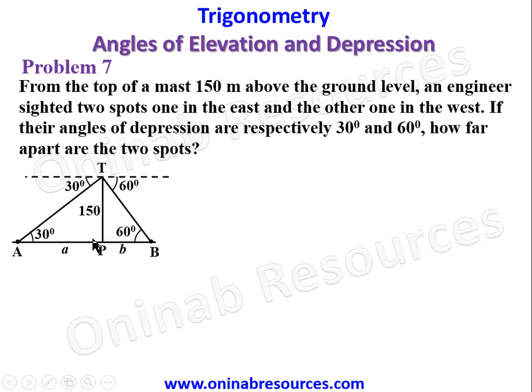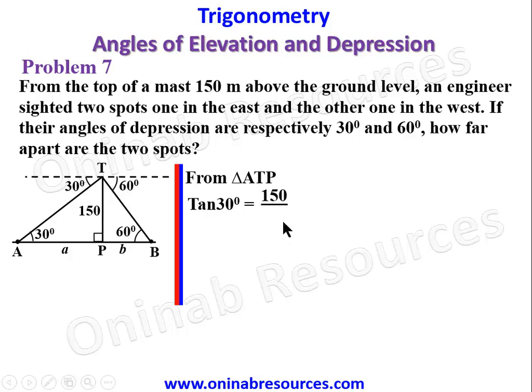So remember, this angle is 90 degrees. The pole is angle 90 degrees to the horizontal. And now we are going to calculate A, calculate B. Adding them together will give us the distance between the two spots. So let's start with A. So from triangle ATP, so what we have there is opposite and adjacent. That's 30 degrees. Opposite 150 over adjacent, that's A.